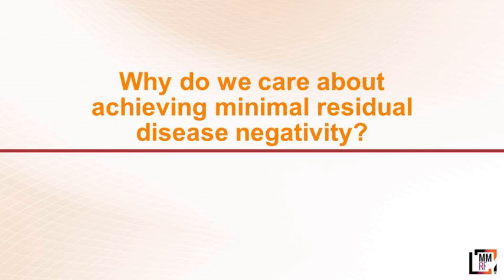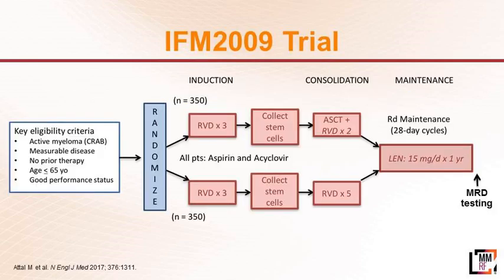I think we already sort of heard about why we care about achieving minimal residual disease negativity. We learned that from the trial that we already saw. I'm not going to belabor this, but there was a randomized trial that compared RVD with or without early transplant, and we already heard that more patients were MRD negative in the arm that included stem cell transplant.